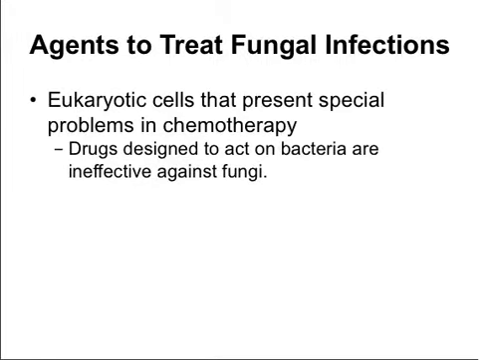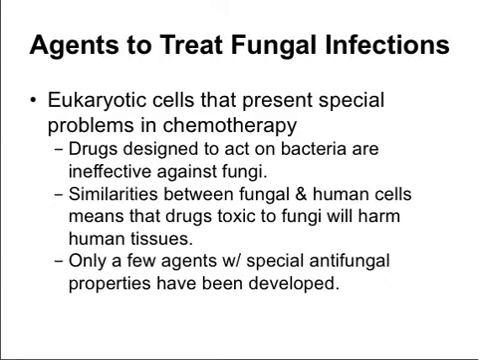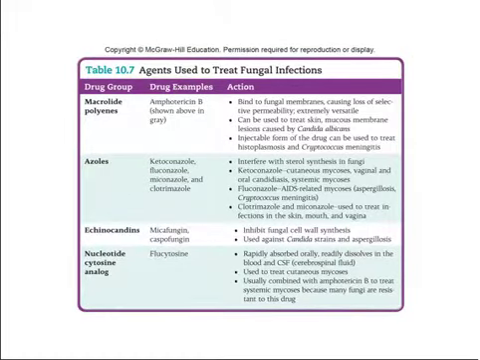Now, fungal infection is a different animal. Eukaryotic cells present special problems in chemotherapy because they are a lot like our own. Drugs designed to act on bacteria are ineffective against fungi because they're a different kingdom. They have cell walls, but they're made of chitin. They're eukaryotic. They live off of dead stuff mostly. The similarities between fungal and human cells mean that drugs toxic to fungi can harm us a lot more quickly. Only a few agents with special antifungals have been developed, and you can see them here.